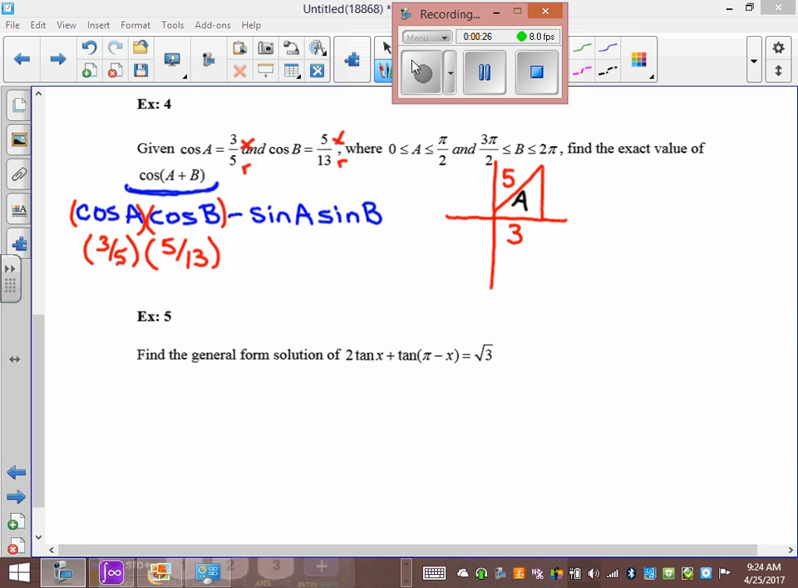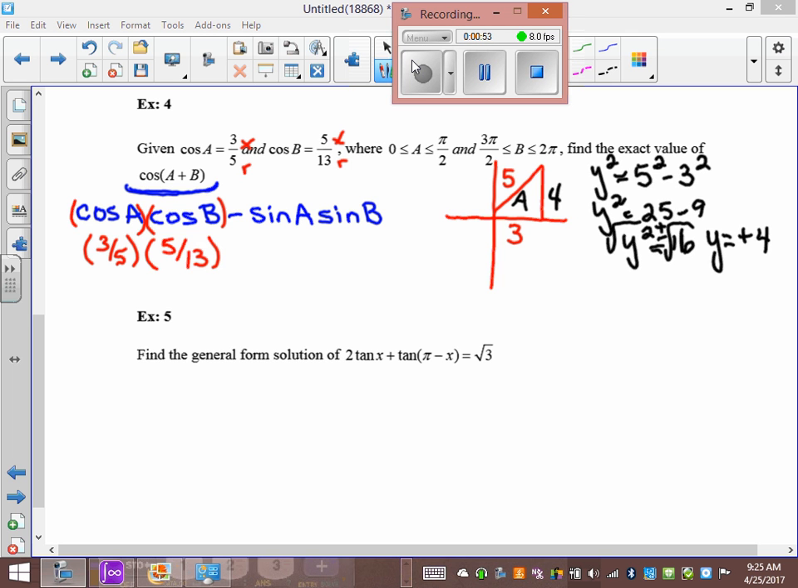If one of the side lengths is 3 and the radius is 5, the other one's always 4. 3, 4, 5. It's a really nice one. It pops up every so often. It makes your heart sing. So, y squared equals 5 squared minus 3 squared. Y squared equals 25 minus 9. Y squared equals 16. Square root, and you get plus or minus. In this case, it's plus 4. So, minus sine A is 4 over 5.